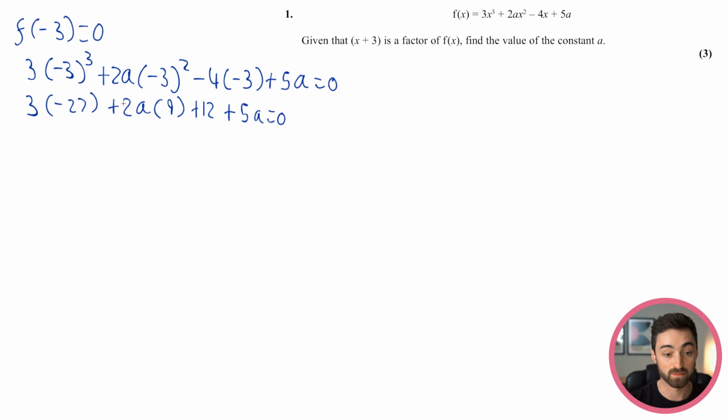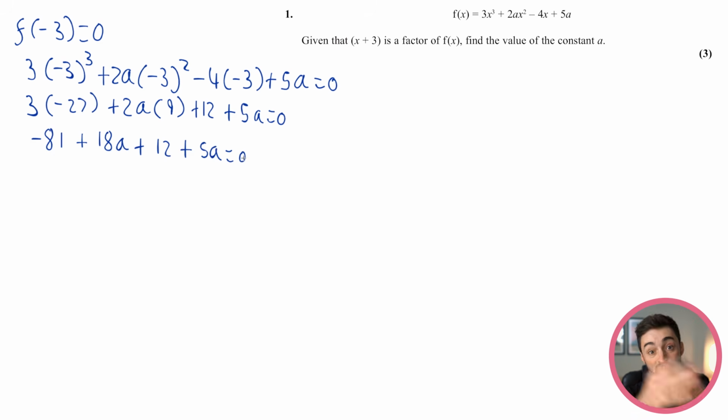Let's do a tiny bit more simplification on these two terms here. 3 times 27 is going to be 81, so I'm going to get minus 81, and then plus 18a, plus 12, plus 5a equals 0, right? So we've got a couple of a terms and a couple of number terms. Get them all together, solve for a, Bob's your uncle.